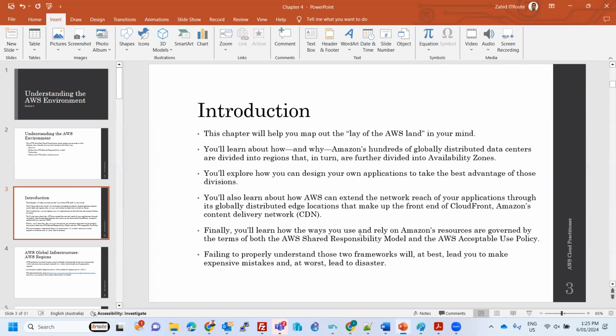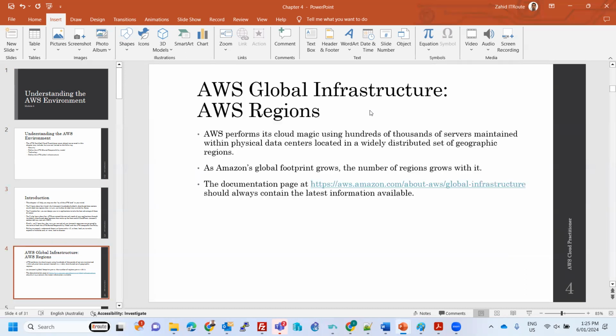Finally, you'll learn how the ways you use and rely on Amazon's resources are governed by the terms of both the AWS shared responsibility model and the AWS acceptable use policy. Failing to properly understand those frameworks will, at best, lead you to make expensive mistakes, and at worst, lead to disaster. So you need to understand this technology, AWS infrastructure and regions.